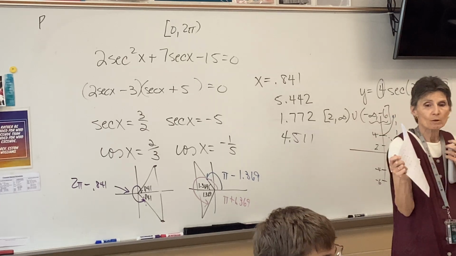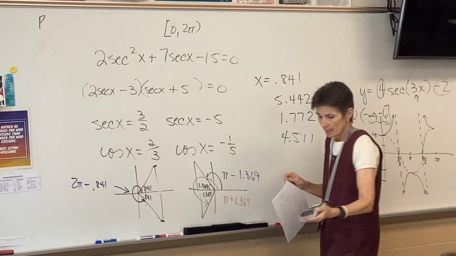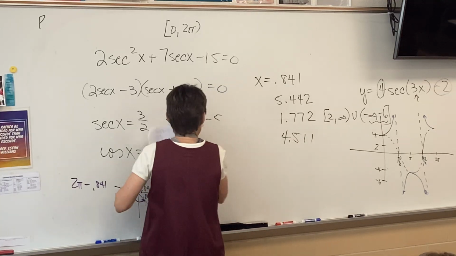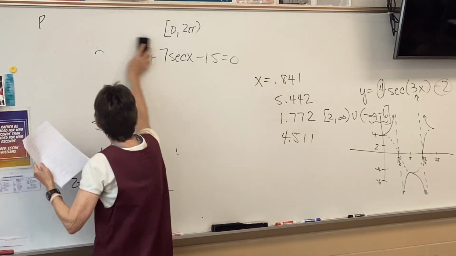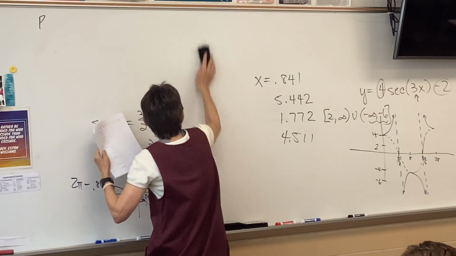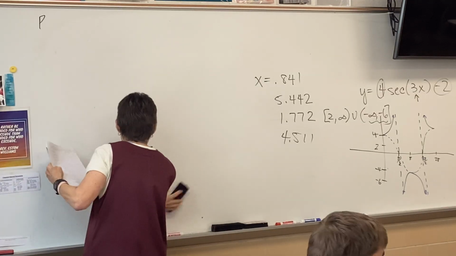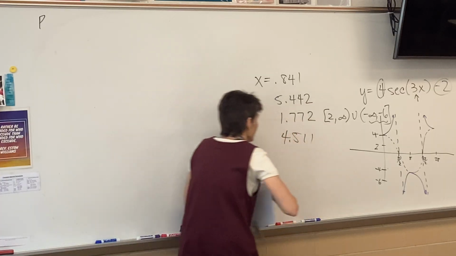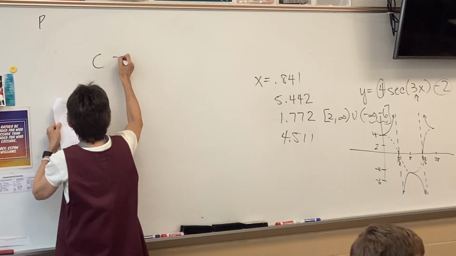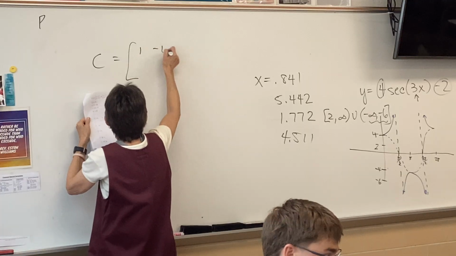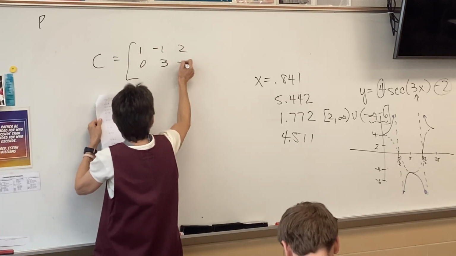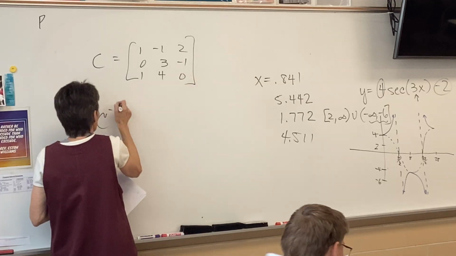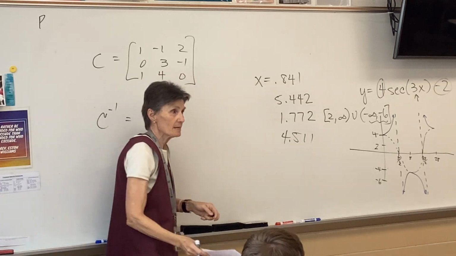So we're in our notes. According to the notes, matrix C, matrix C is this. Just a random made up matrix. And we are going to find the inverse.